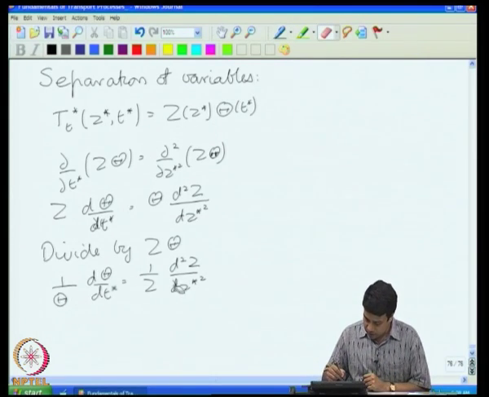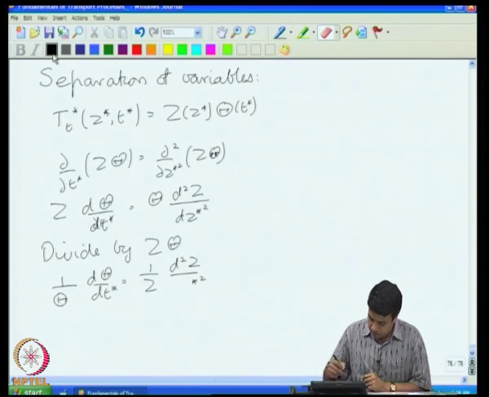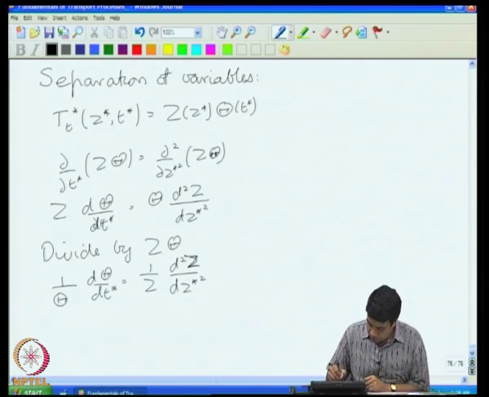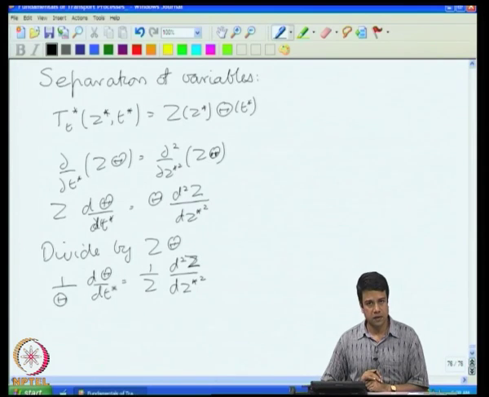Now, in this equation, the left hand side is only a function of time and the right hand side is only a function of z. That means that both of these are equal to constants. The reason is as follows. Let us assume that it is not equal to a constant. Let us assume that the left hand side is only a function of t and the right hand side is a function of z and both are equal.